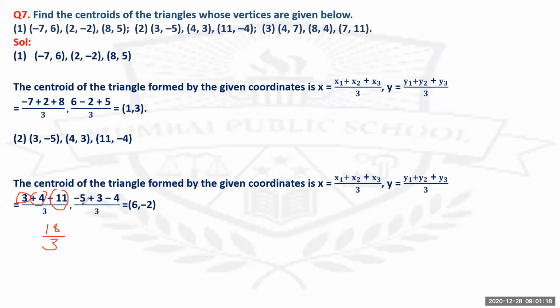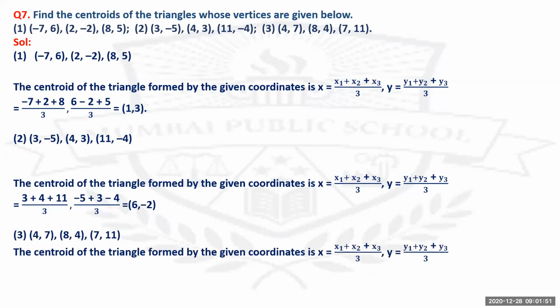And for the y coordinate, check: minus 5 plus 3 will give you minus 2. Minus 2 minus 4 will give you minus 6. And minus 6 upon 3 will give you minus 2. So the coordinates of the centroid are (6, -2). Is this clear to all the students? So let's move ahead to the third triangle.